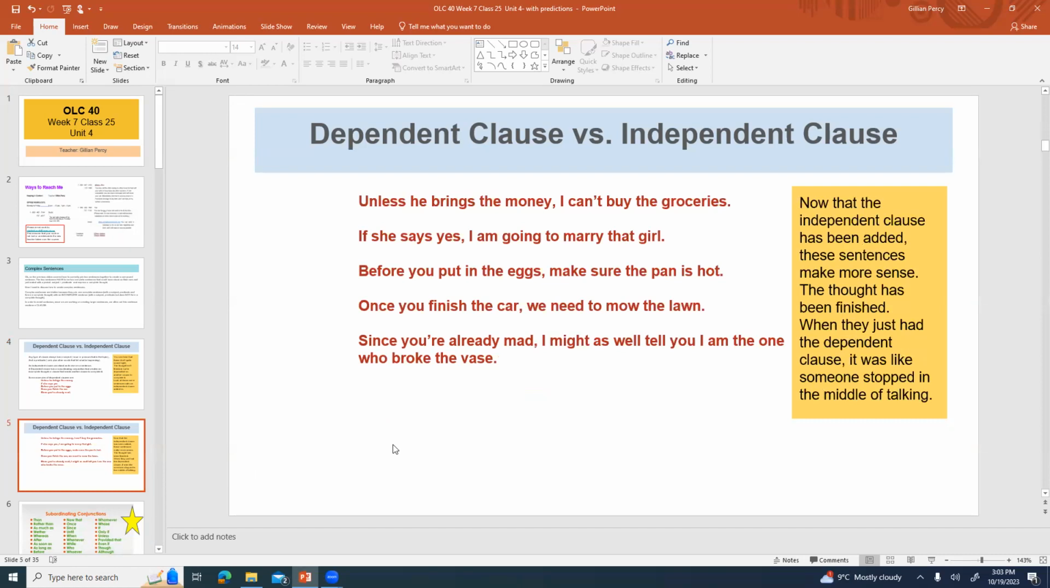So here are some examples. Unless he brings the money, I can't buy the groceries. If she says yes, I am going to marry that girl. Before you put in the eggs, make sure the pan is hot. Once you finish the car, we need to mow the lawn. Since you're already mad, I might as well tell you I am the one who broke the vase.